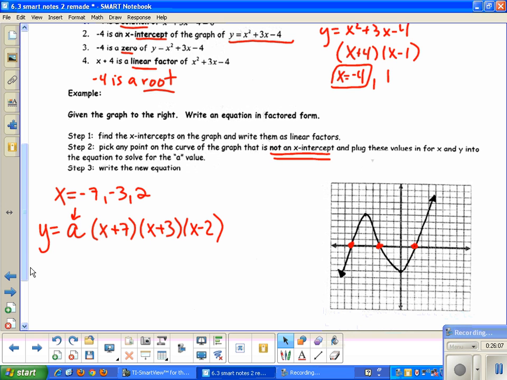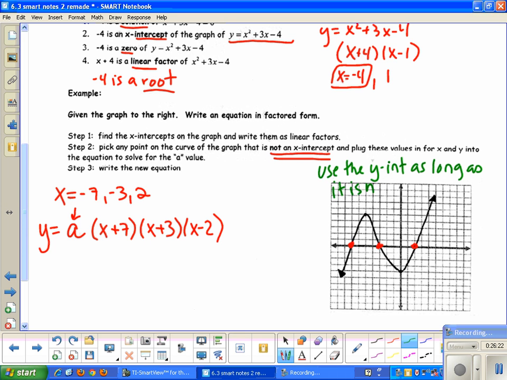The easiest one to usually pick is your y-intercept because it gives you an x value of 0. So you can pick the y-intercept as long as it is not also an x-intercept. So I'm going to use this point right here. Now, do I have to use this point right here? No. I can really use any other point on my curve. I could use the point here, I could use the point over here, and I would pick something that's nice. So 0, -4 is what I'm going to use.